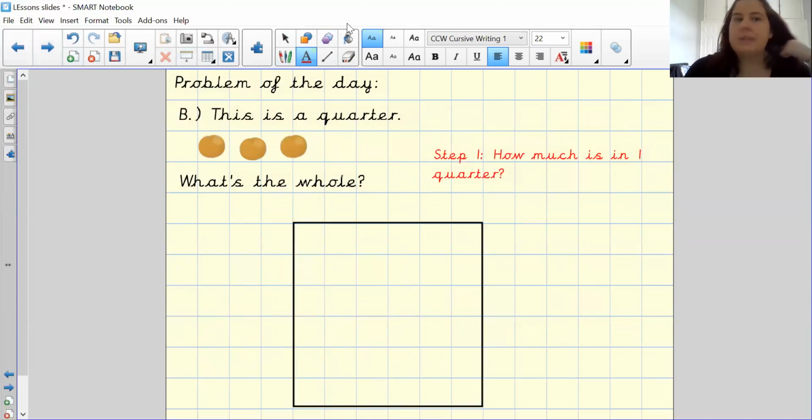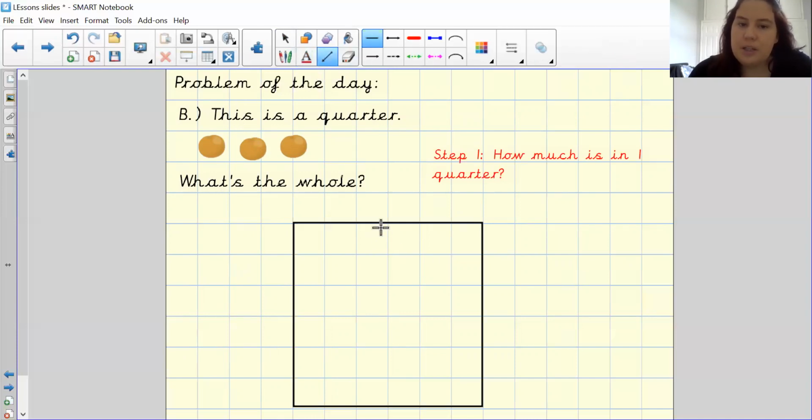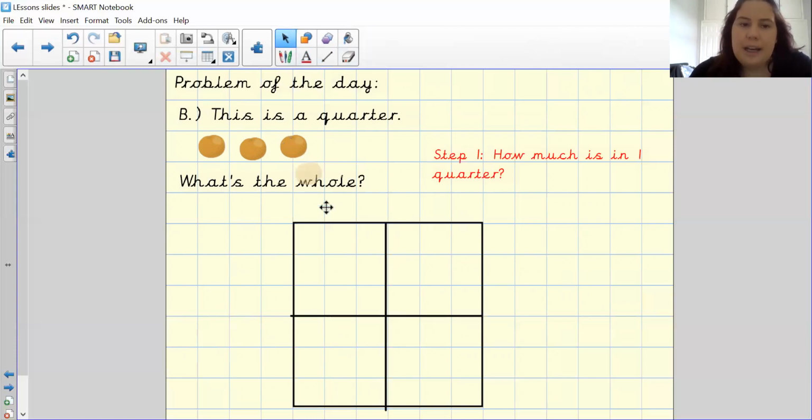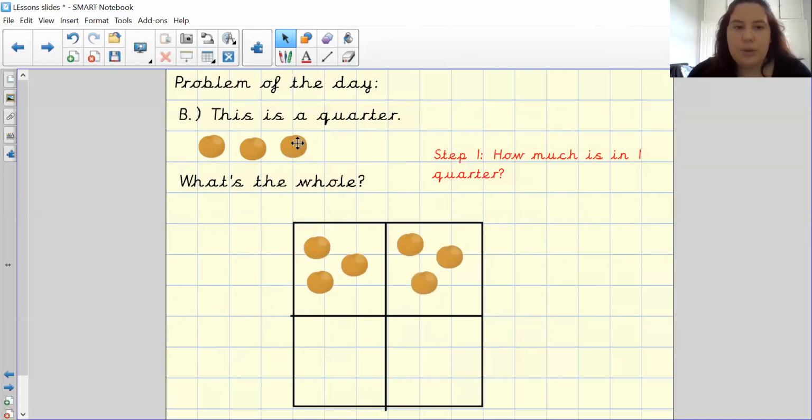The next part of the question was a little bit trickier. They have told you what is a quarter. So what I would do is I have drawn a square because we've been looking at our shapes, and I'm going to divide it into quarters, which is 4s. Well done. So I've put it into 4, and I know that this is a quarter. They want to know how much is in the whole thing. So all that means is I need to add 3 to each of the sections. 1, 2, 3. So that's another quarter.